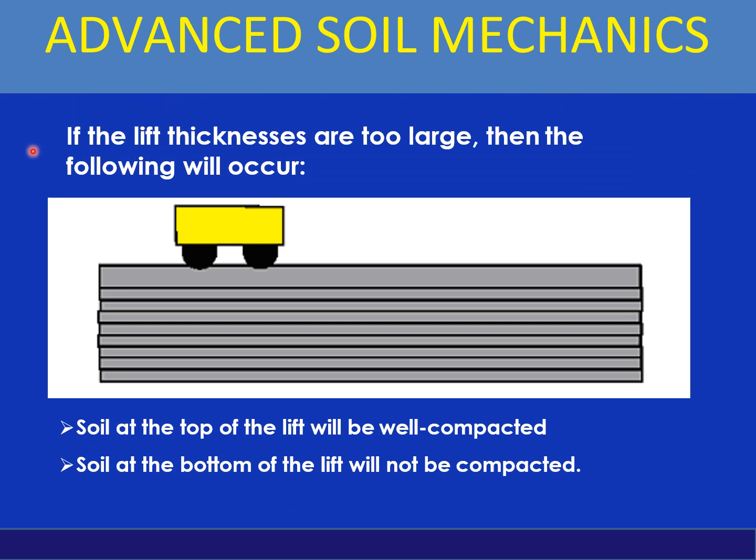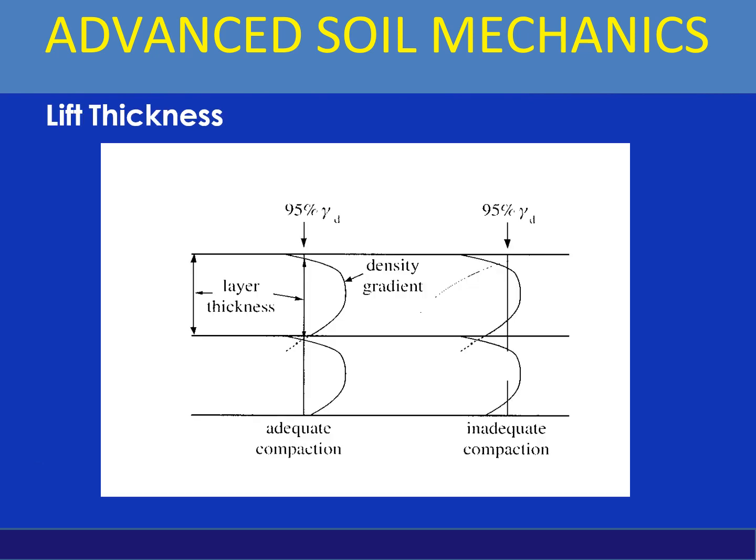If the lift thicknesses are too large, then the following will occur. Soil at the top of the fill will be well compacted. Soil at the bottom of the fill will not be compacted. Lift thickness: when we are compacting one typical layer of soil, you have the maximum effect over here and the minimum effect over here and over here. In the next lift we have the same trend, that the maximum effect of compaction is at the middle of it.